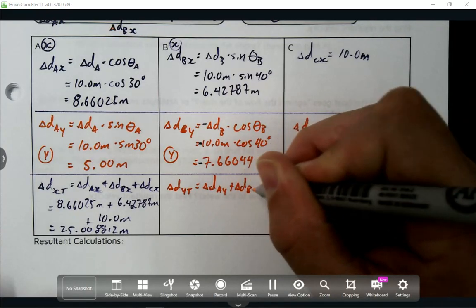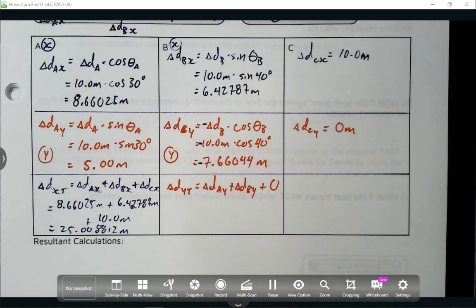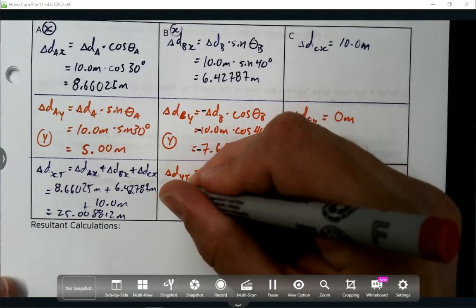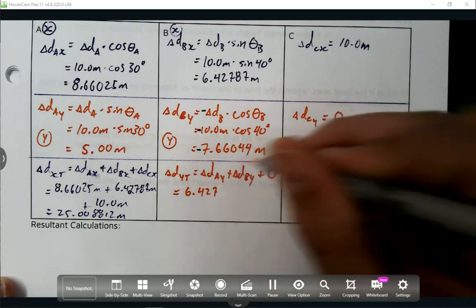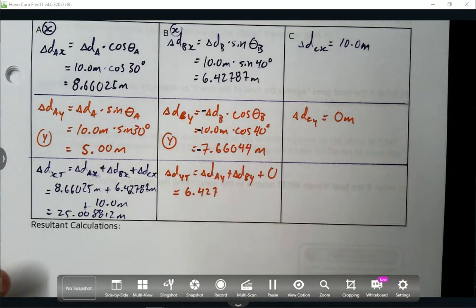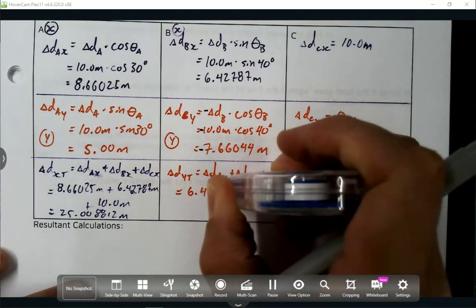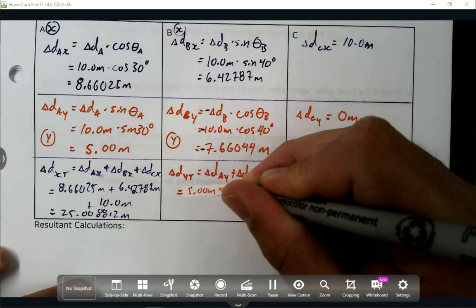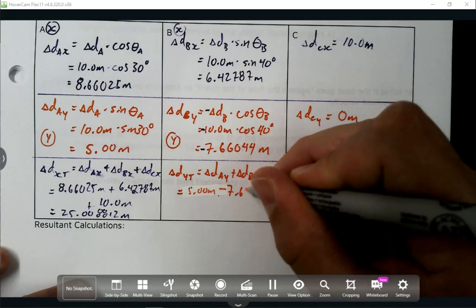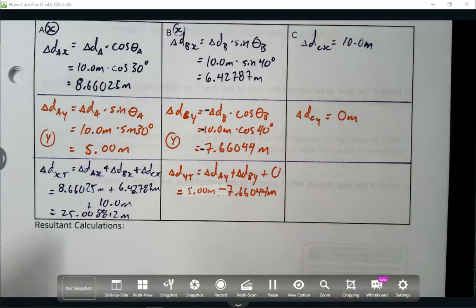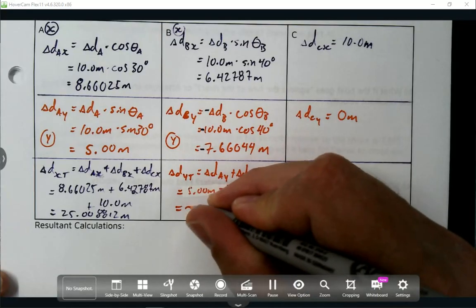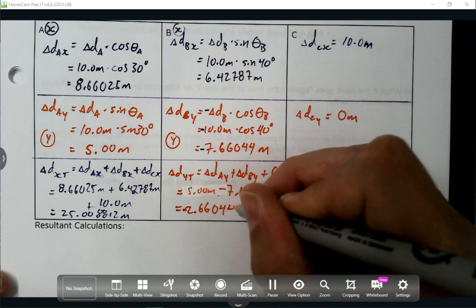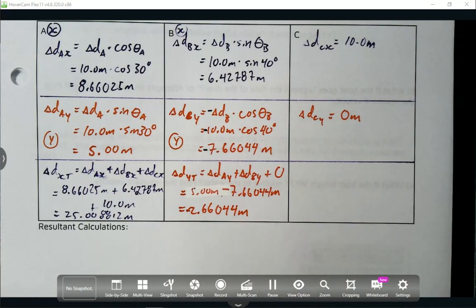In the y direction, delta d y total is going to be delta dAy plus delta dBy plus, well, 0, because delta dCy contributes nothing. And I sub in my values of 6.427. Oh, that wasn't the right one, was it? It was 5. Took from the wrong spot in my spreadsheet. 5.00 meters minus 7.66044 meters. And I get negative 2.66044 meters.